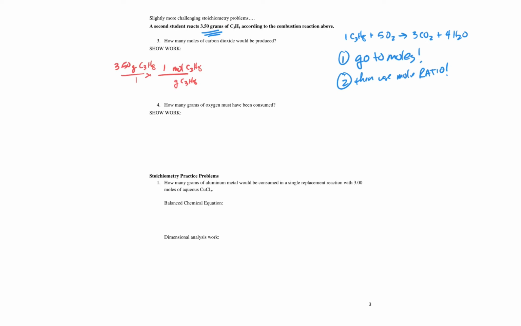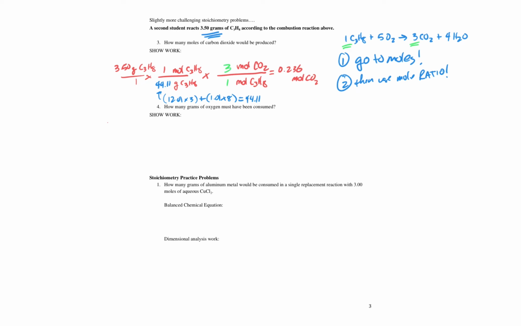Anytime we need to know the number of moles from the mass in grams, we simply use the molar mass from the periodic table. And now that we have moles of propane, we can find how many moles of carbon dioxide would be produced by using the coefficients from the balanced chemical equation as a mole ratio. We see that this reaction would produce 0.236 mole of CO2. Notice that just like all other dimensional analysis, all of our units cancel out such that we are only left with the unit of what we're trying to solve for. Take a moment to try number 4 on your own, and then I'll show you the answer.